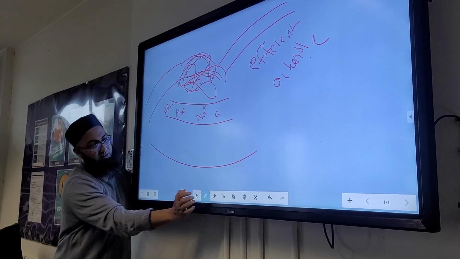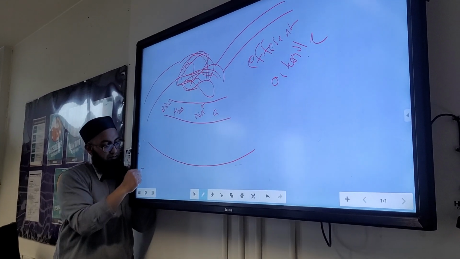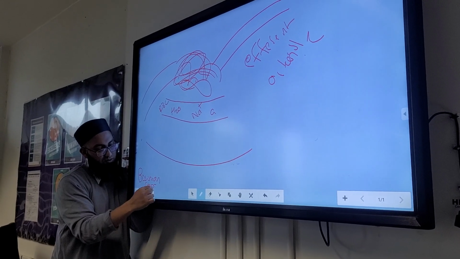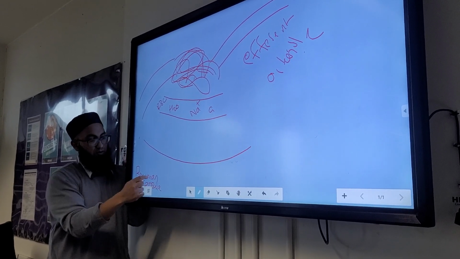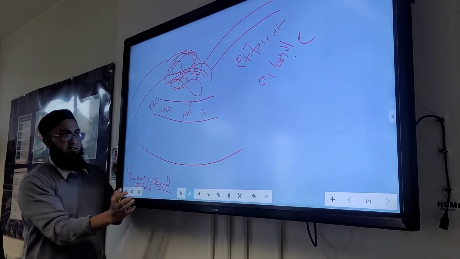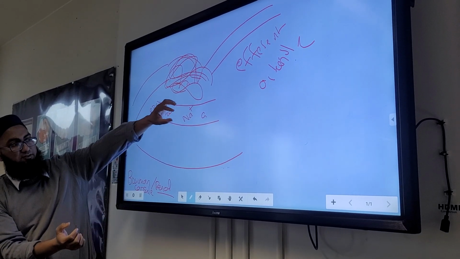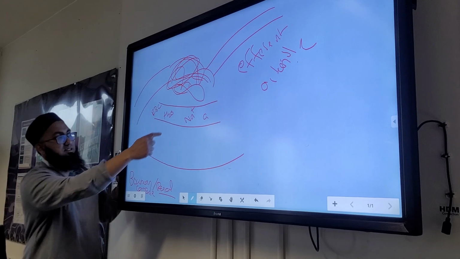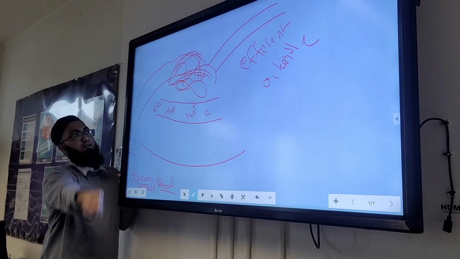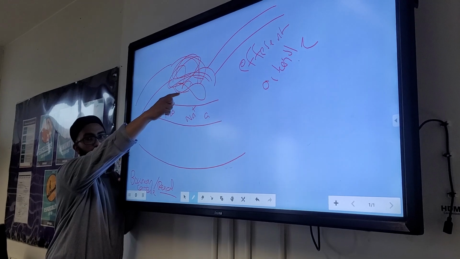Now this capsule here is called Bowman's capsule. But AQA also allows you to call it renal capsule. Both words are fine. This is a capsule. This is where I'm going to take the filter into. So the stuff that's going to come out, we call it filtrate. But it's coming out from the glomerulus, so we call it the glomerular filtrate.